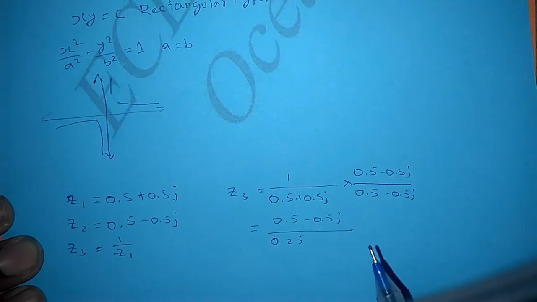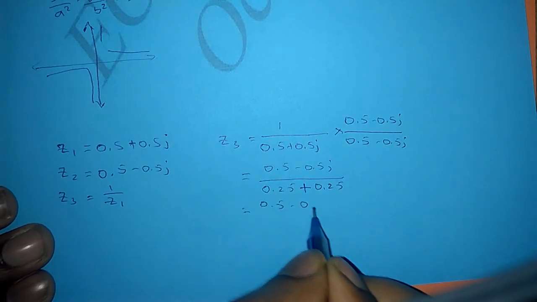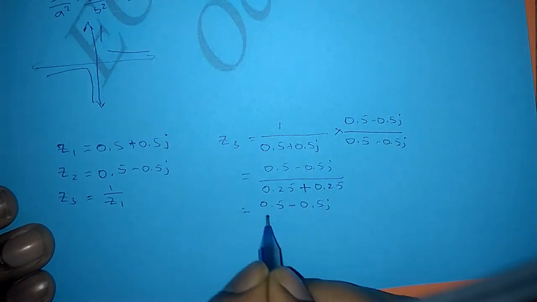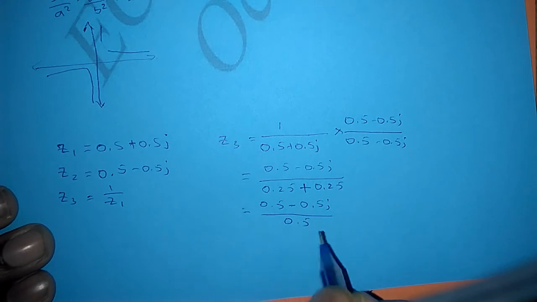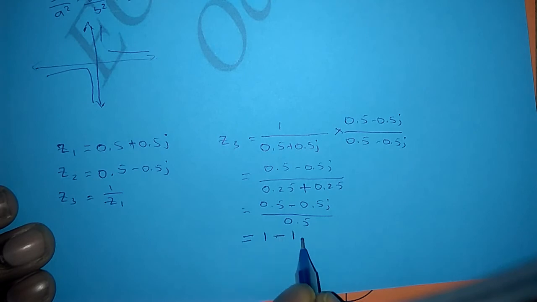Actually here we have to write minus, but there is a j term. If we square j, I will get minus 1. So minus minus becomes plus, and again 0.5 square is 0.25. So the denominator is 0.25 plus 0.25. It is simply 0.5 minus 0.5 j divided by 0.5. So if I simplify this, I will get 1 minus 1 j.